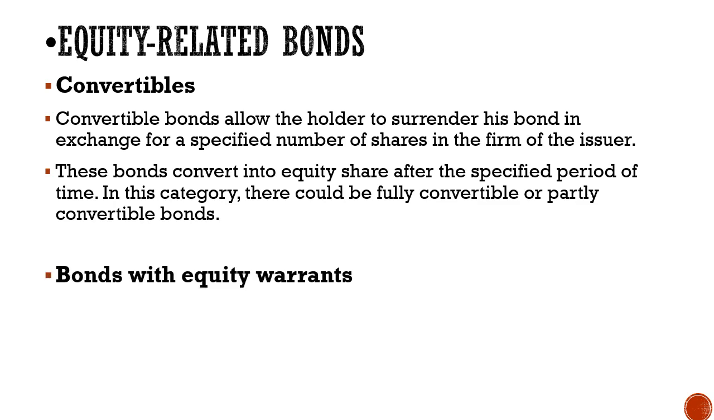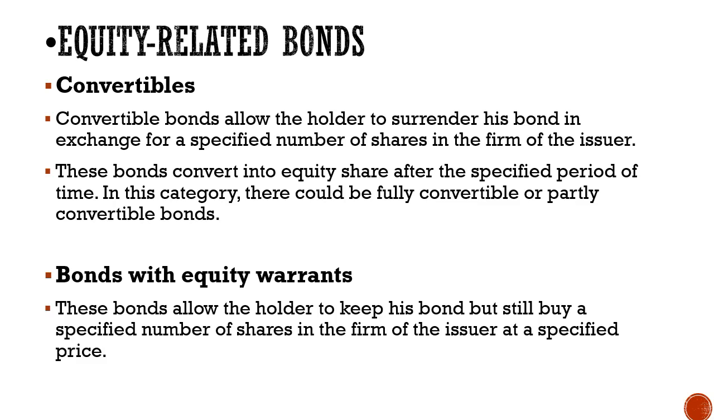The second type is bond with equity warrants. Now these bonds allow the holder to keep his bond but still buy a specified number of shares in the firm of the issuer at a specified price.